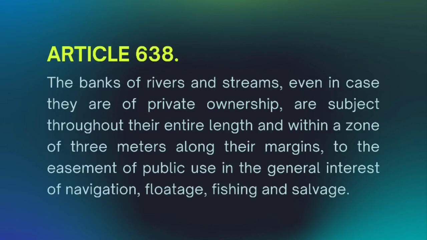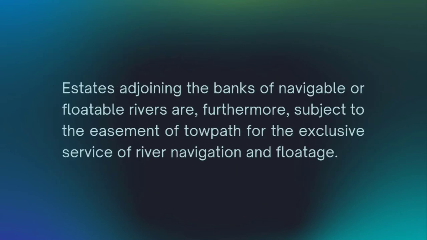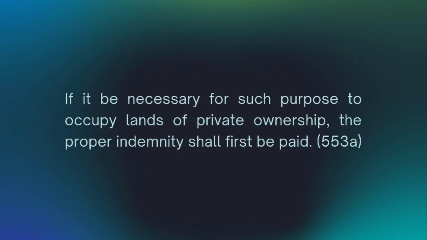Article 638. The banks of rivers and streams, even in case they are of private ownership, are subject throughout their entire length, and within a zone of 3 meters along their margins, to the easement of public use in the general interest of navigation, floatage, fishing and salvage. Estates adjoining the banks of navigable or floatable rivers are, furthermore, subject to the easement of towpath, for the exclusive service of river navigation and floatage. If it be necessary for such purpose to occupy lands of private ownership, the proper indemnity shall first be paid.